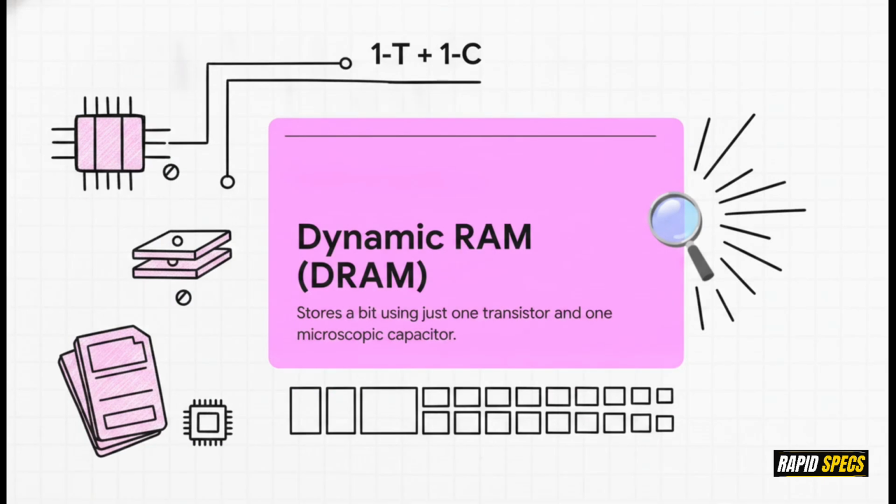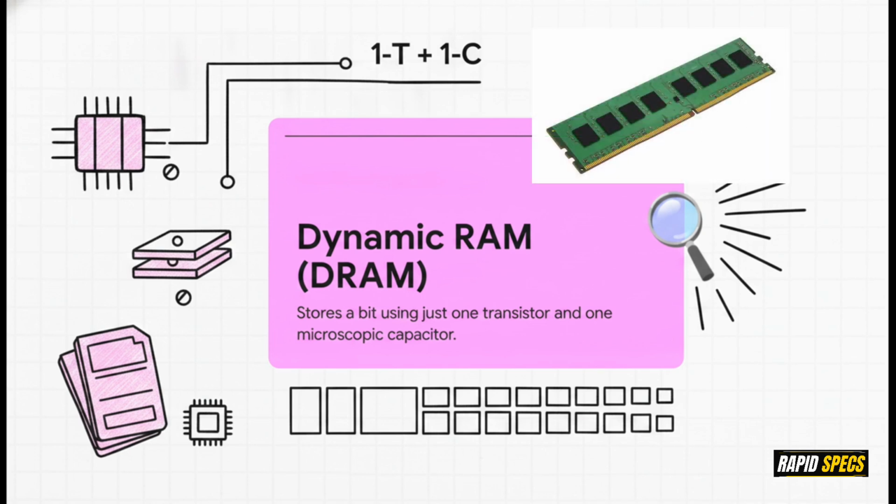So, enter Robert H. Dennard. In 1968, this brilliant engineer proposed a radically simpler design called DRAM, or dynamic RAM. Instead of relying on 6 transistors, Dennard's absolute genius idea was to store a bit of data using just 1 transistor and 1 microscopic capacitor. Now, what's really interesting about this is how that breakthrough made memory chips dramatically smaller and cheaper, which finally allowed computers to have megabytes of RAM instead of just kilobytes.